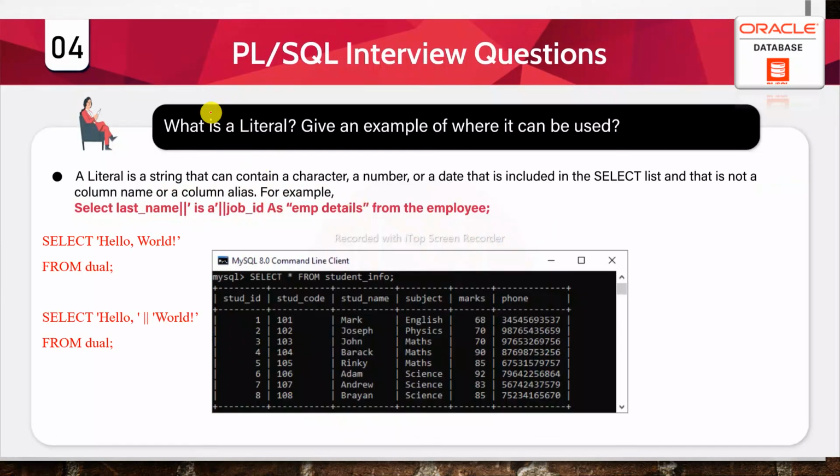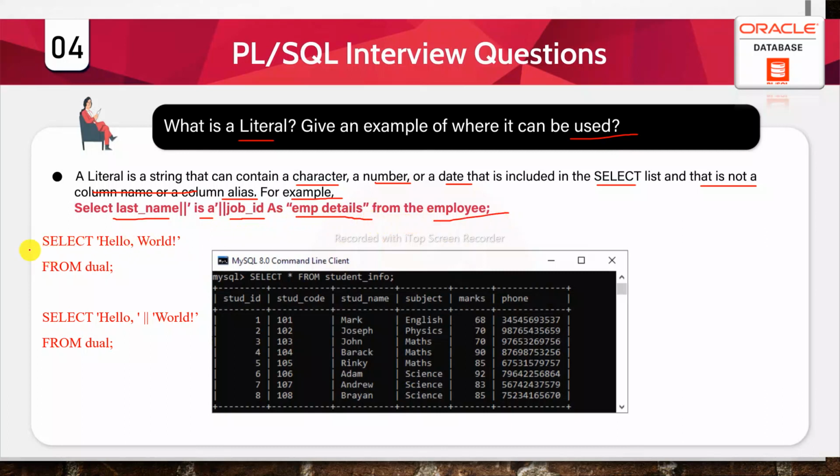Next we have, what is a literal? Give an example of where it can be used. A literal is a string that can contain a character, a number, or a date that is included in the select list, and this is not a column name or column alias. For example, select last_name, I am concatenating it with this particular string, and again it is concatenated with the job ID, as the alias name emp_details, from the employee table.